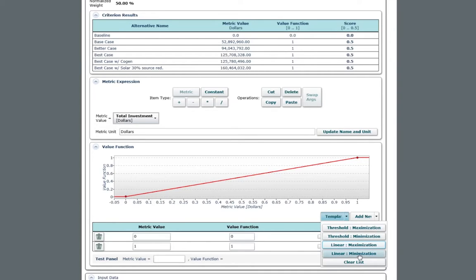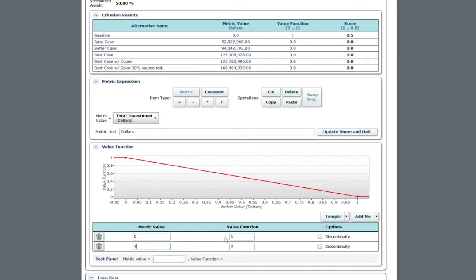Well, in this case, what we're trying to do is minimize our expense, right? So we're giving a higher score if we spend less. And so in this case, the metric value is 0 if we want this value function of 1, and if that metric value is like 180 million, so we pick something greater than what we're expecting, that's a bad function. So what we see here is if we spend nothing, we get a high score. If we spend 180 million, we get a low score, right?